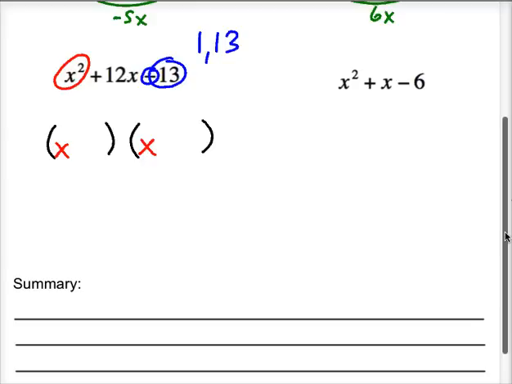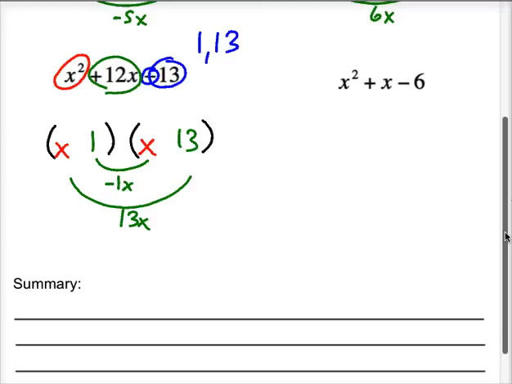So when I'm searching, I need to search for the difference between them to be that 12 that we have in the middle. Now, we already know that 1 and 13 are going to fit in there. So we have 1x, 13x, and we want a positive 12. So what that means is that 1 is going to have to carry the negative. 13x minus 1x is what gives me positive 12x. So put the negative there, the positive there, and we've got it.